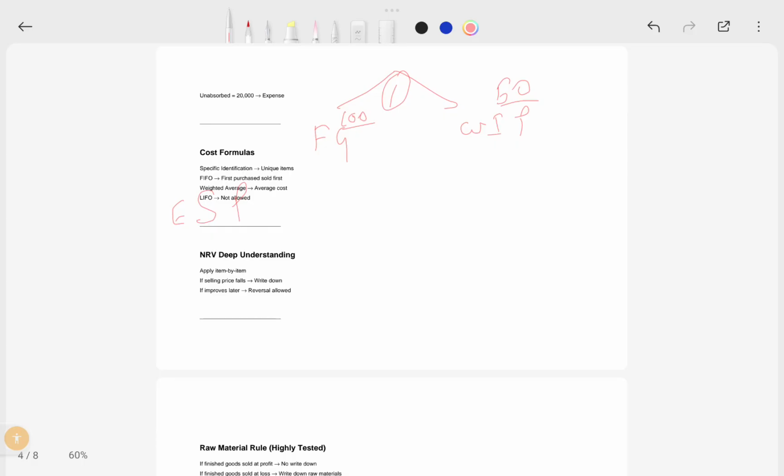If you see the illustration, I will tell you. The estimated selling price of both finished goods and work in progress is the same, it is the same item, right? So for this 120, for this 120. Next, estimated selling expenses. To sell this product I need to incur 10, and to sell this product I need to incur this one.